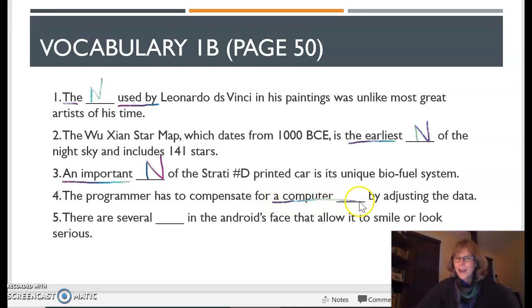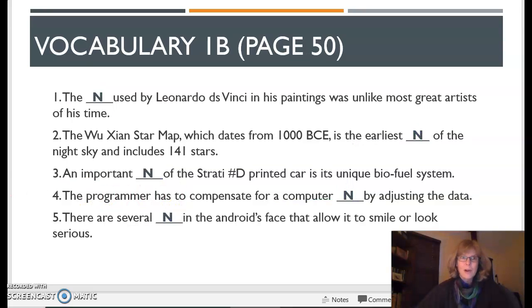Here I have another noun phrase. They're using "computer" to describe this noun, right? They're using "computer" almost like an adjective, but I'm going to use another noun here. Number 5: there are several something in an android's face. Okay, I see that I have an adjective talking about number. Wow, 5 nouns. All of these first sentences are requiring nouns. So let's see if we can match nouns from page 50 that would fit the meaning of these sentences. Now we need the context to help us.